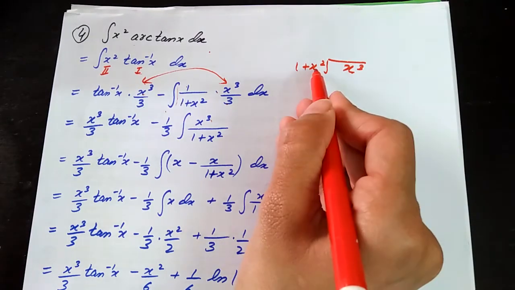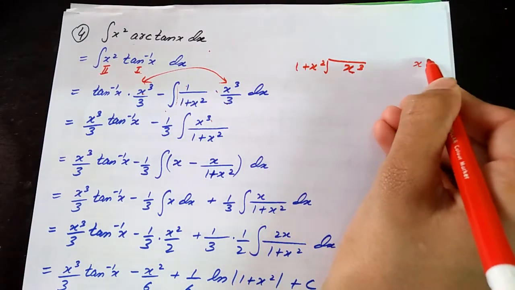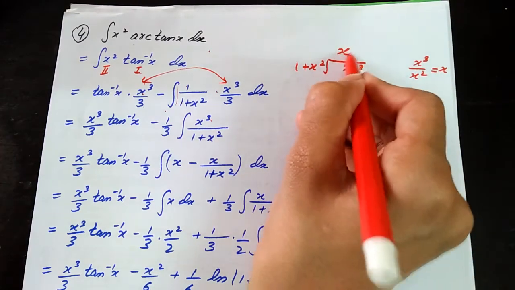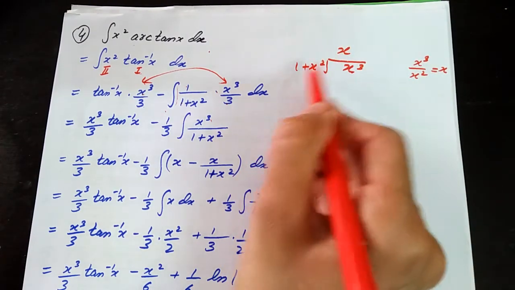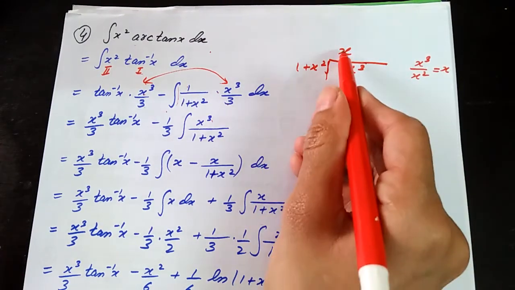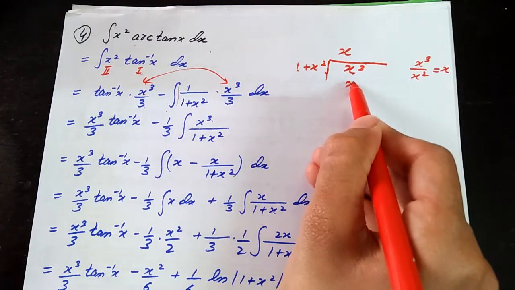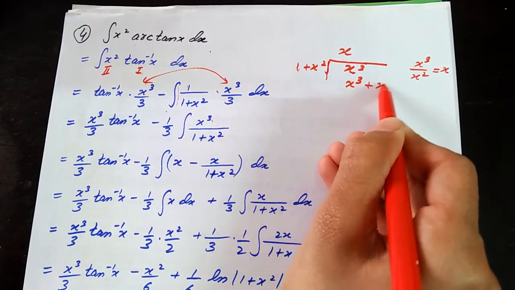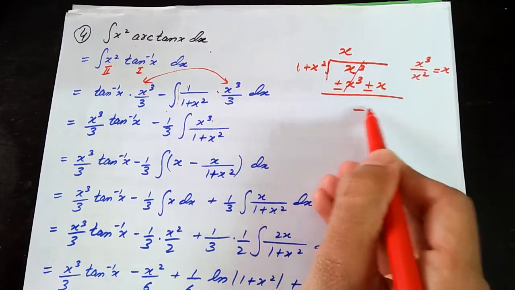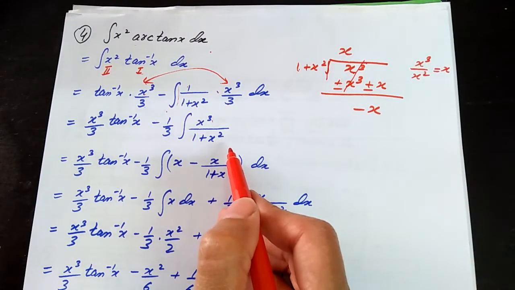Now divide x cube with x square. If I divide x cube with x square, I will get x. So just write x here. Now multiply x with this whole term. We will get x plus x cube. That can be written as this. Now change the signs. This will be cancelled. We will be left behind with minus x.